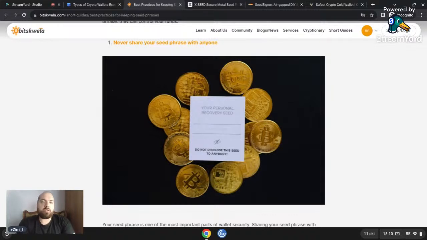So it isn't sufficient to invest in a cold hardware wallet. That isn't sufficient enough. The second part of your security is keeping track of your seed phrase, to secure your seed phrase. Here are a few tips being given by Bitsquela. Never share your seed phrase with anyone, which should be dead obvious. Sharing your seed phrase with anyone implies they get access to your wallet, they can get access to your funds, steal them from you, and you have lost your investments. Quite simple.